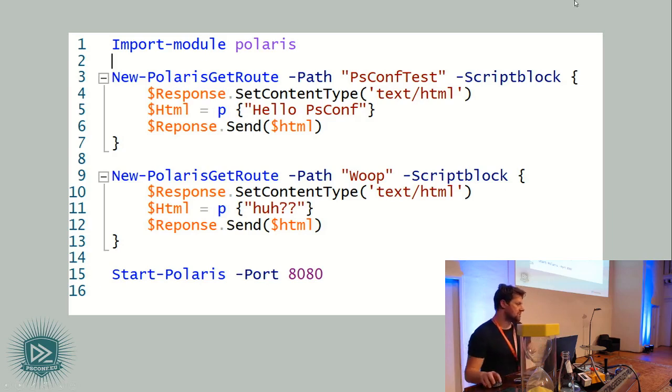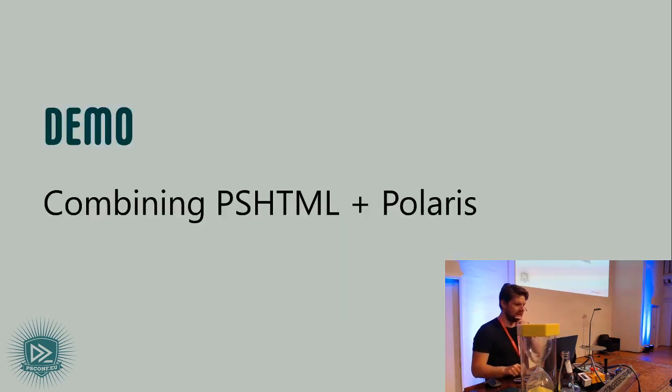And so those 2 routes are now in the same server file here, but I would recommend not doing it like that, because it can be pretty messy. The code of a route can be pretty big, and if you have a lot of routes, you're going to have a lot of code in there, so I think it's good to separate it. In the example I'm going to show, I have separated that into files, and I'm just dot-sourcing them, so you're aware of it. And now we're going to combine everything together, PSHTML and Polaris.